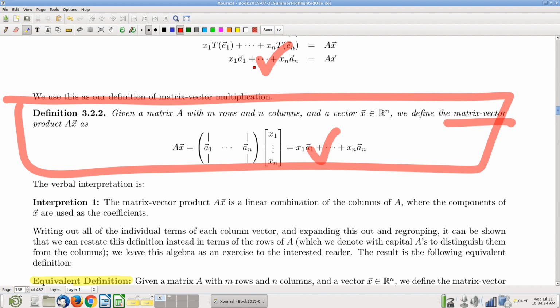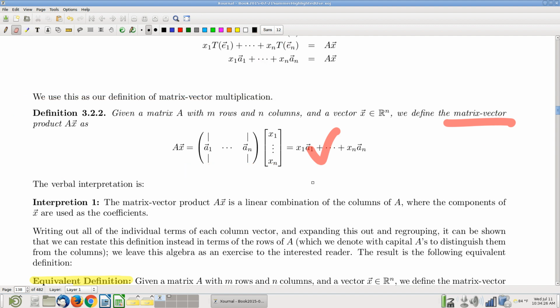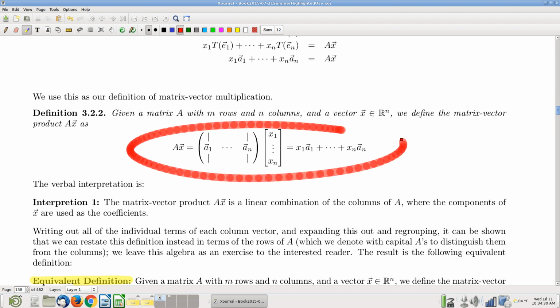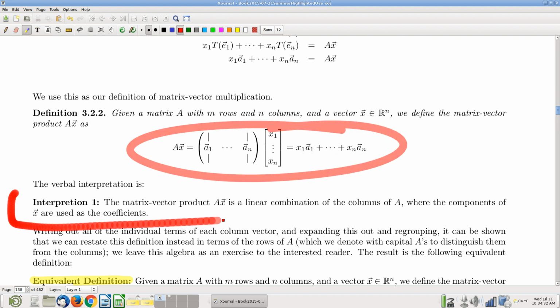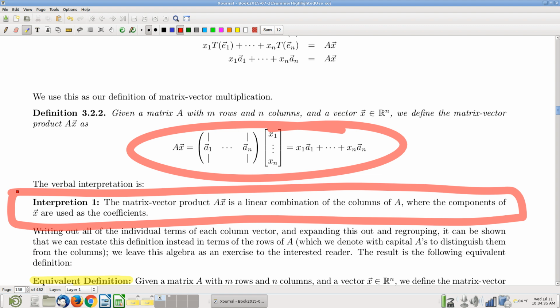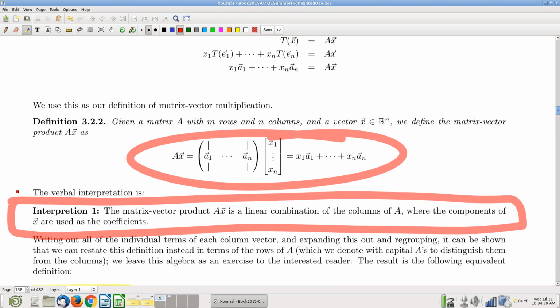Okay. All right, and now here's a way to think about it. I hope you'll memorize this formula. Here, let me circle the whole thing. I hope you'll memorize that formula, but here is a nice interpretation that rolls off the tongue. When you do a matrix vector product, you're taking a linear combination of the columns of the matrix where the components of the vector are your coefficients.